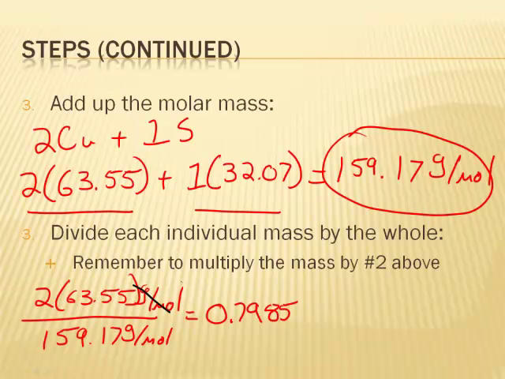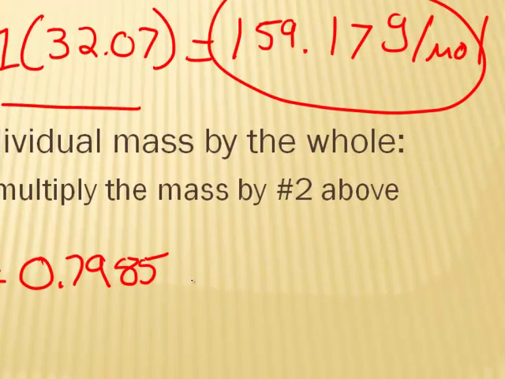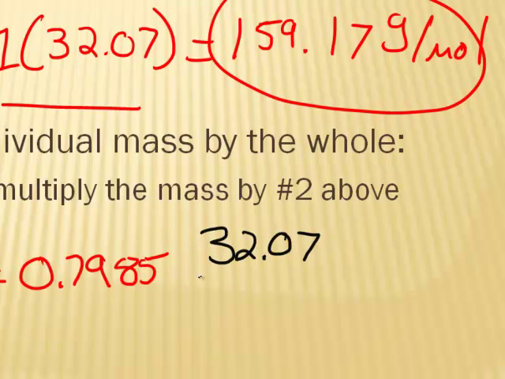Remember, when I put the same units on top of each other, grams per mole and grams per mole, those cancel out because identical things cancel out if one's on the numerator and one's on the denominator. I want to do the same thing for sulfur. So I have 32.07 divided by 159.17. So I want to do each atom divided by the total.